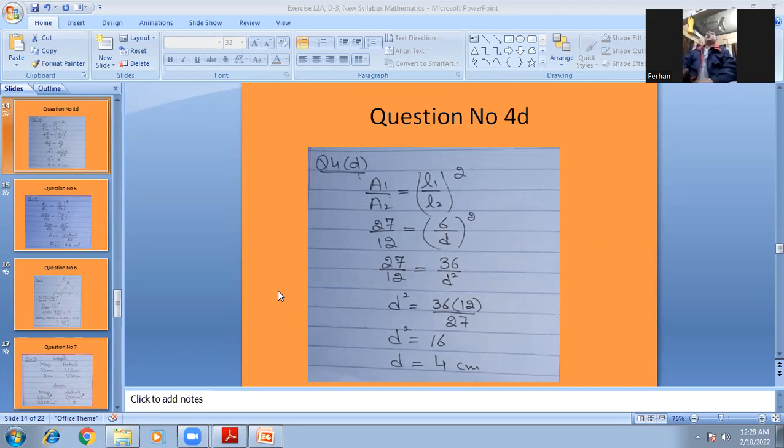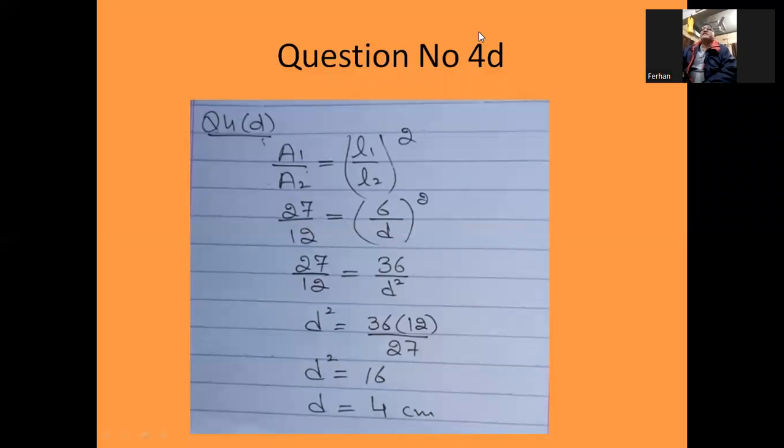So this is how you will do the question number 4 and its D part. You can see area 1 by area 2 equals L1 by L2 whole square. 27 area 1 divided by the 12 area 2 is equal to L1 is 6, L2 is D, so 6 by D whole square. So 27 by 12 equals 36 by D square. So D square is equal to 36 multiplied by 12 divided by 27, and D square will be equal to 16, and take square root on both the sides. So D will be equal to 4 centimeter.